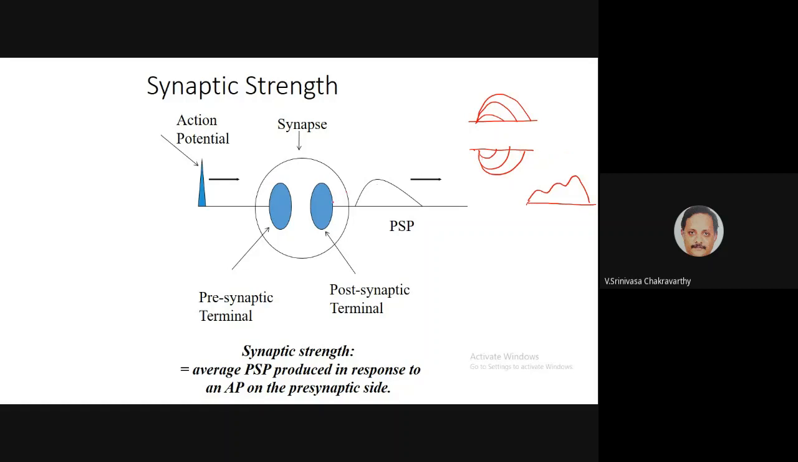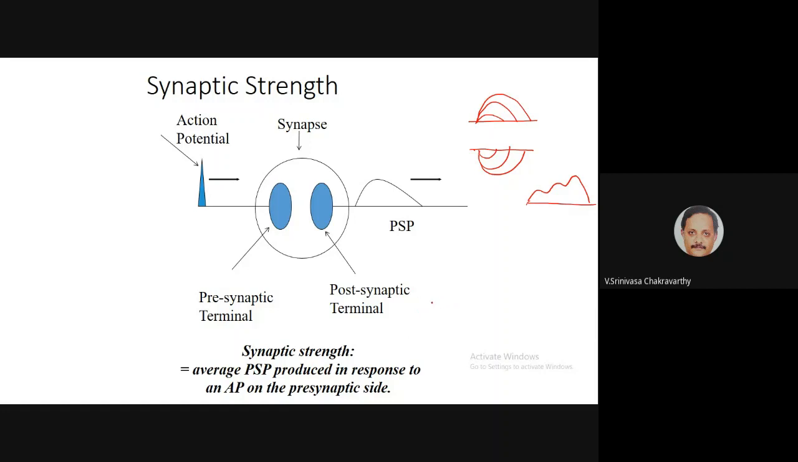Now, at a given synapse, if the action potential produces a small amplitude PSP, then you say that the synapse is a weak synapse. It's not able to produce much response on the postsynaptic side, right? So that is for a given action potential, a single action potential, a given synapse, it produces a small PSP, then you say it's a weak synapse. Similarly, for a given action potential, a given synapse, if it produces a large PSP, then you call it a strong synapse. Now, you can define something called synaptic strength as the average PSP produced in response to an AP on the presynaptic side.